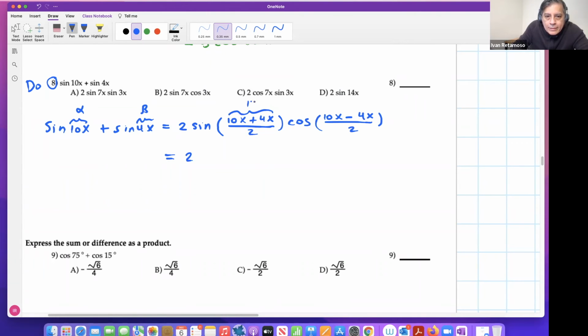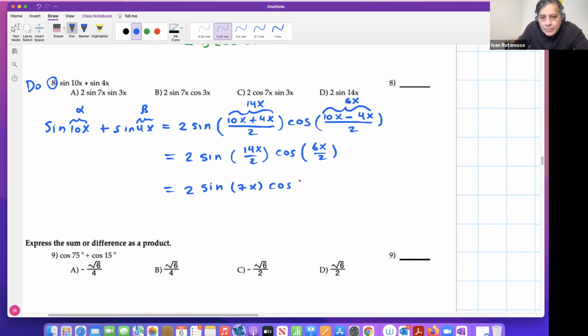10x plus 4x, 14x, right? So this is going to be 14x over 2 multiplied by cosine of 10x minus 4x, 6x over 2. Okay. Simplifying 2 into 14 is 7. So sine of 7x multiplied by cosine of 2 into 6 is 3x here. So final answer 2 times sine of 7x multiplied by cosine of 3x, right? Look for that. I think it's very good. Excellent.